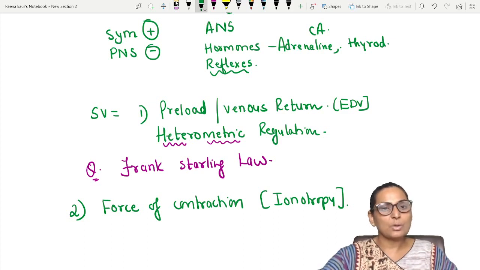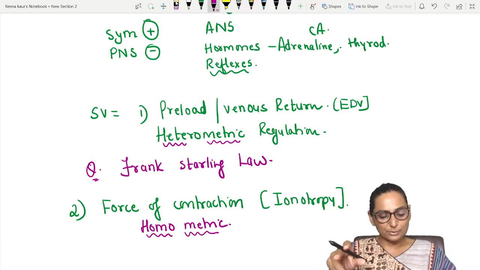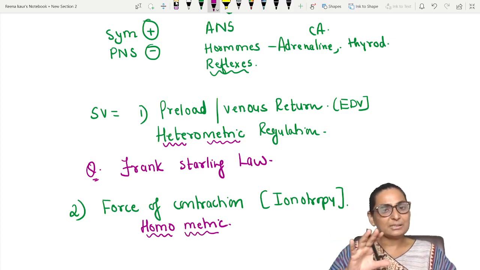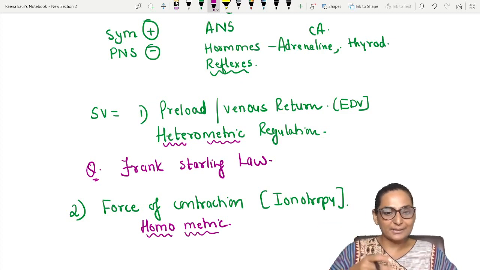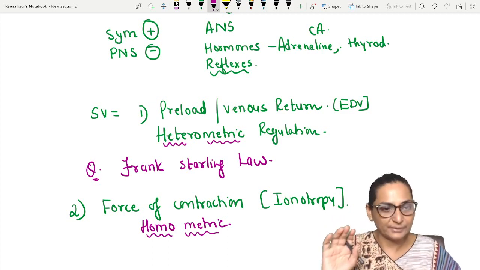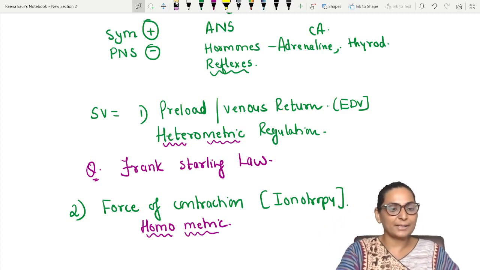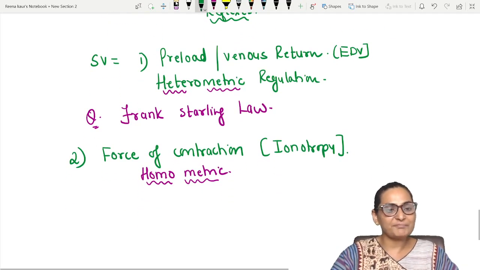This is also called as a homometric regulation of stroke volume. Homo means same, metric length. So here you are not bringing about any change in the length of the heart. Okay? You are only going to bring about an increase or decrease in the force of contraction and affect the stroke volume and thereby affect the cardiac output.